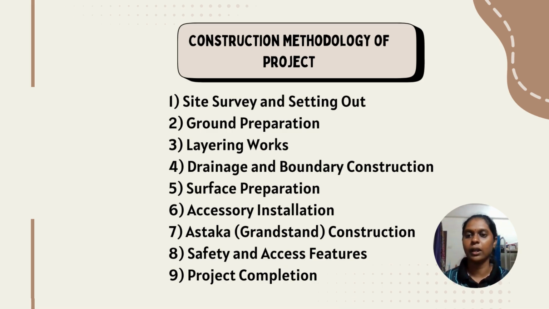Then layering works, which is a 200 mm crusher run layer, compacted crusher stone aggregate for a stable base. Then the 600 mm U drain installation, an efficient water drainage system to prevent water pooling. 300 mm and 150 mm subsoil layers to enhance ground stability and support drainage. And then the drainage and boundary construction, the brick sump construction to manage the surface water runoff effectively.